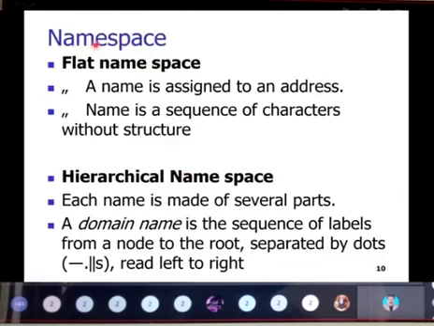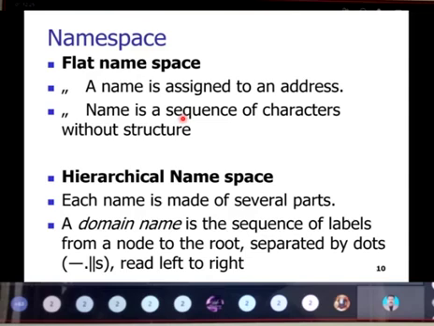First, the namespace. Actually, namespace is classified into two parts: one is the flat namespace and another is the hierarchical namespace. The flat namespace means that a name is assigned to the address. The name is a sequence of characters without any structure. When it is stored as a sequence of characters without any structure, it is called a flat namespace.